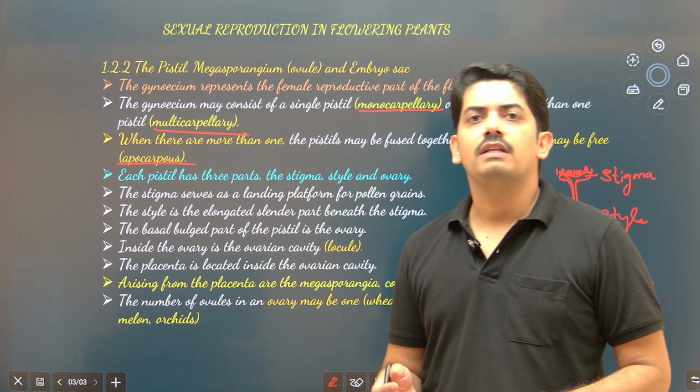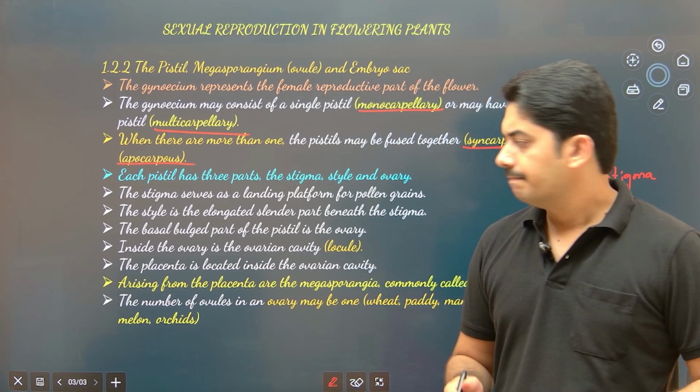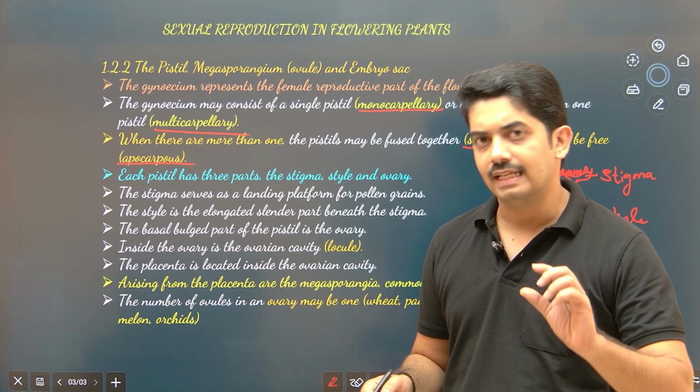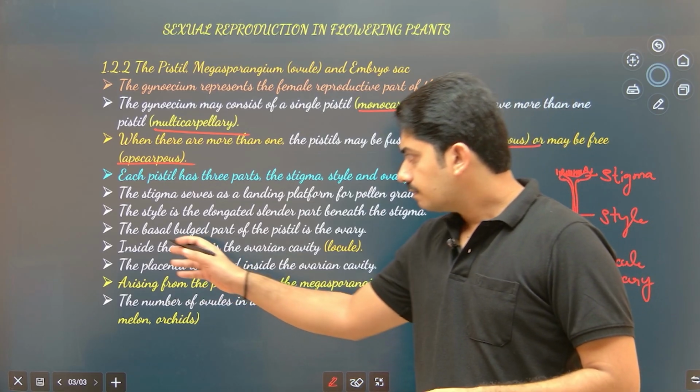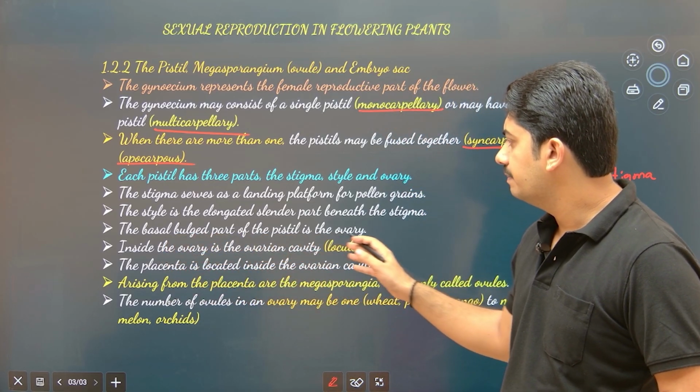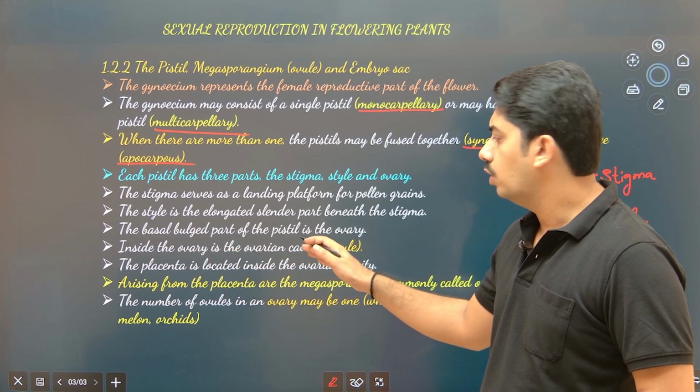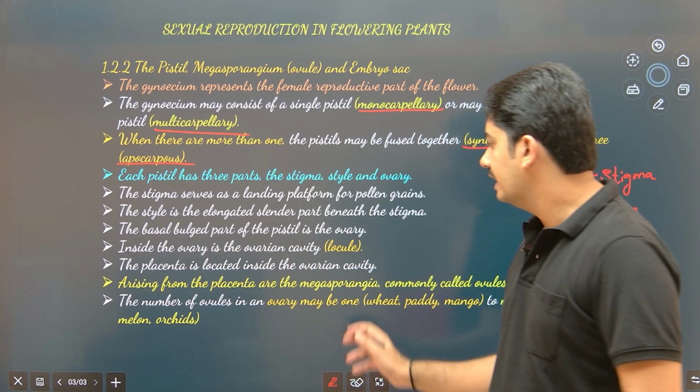The style length will vary from flower to flower. Okay, it is not same. In some flower style is very long, in some flower style is very short. So basal bulged part of the pistil is the ovary. Inside the ovary is the ovarian cavity, that we call it as locule.